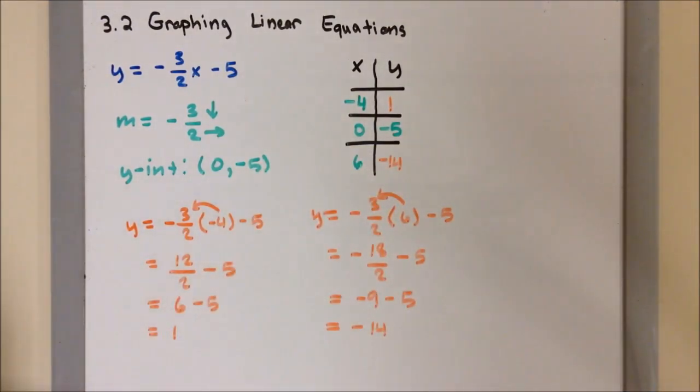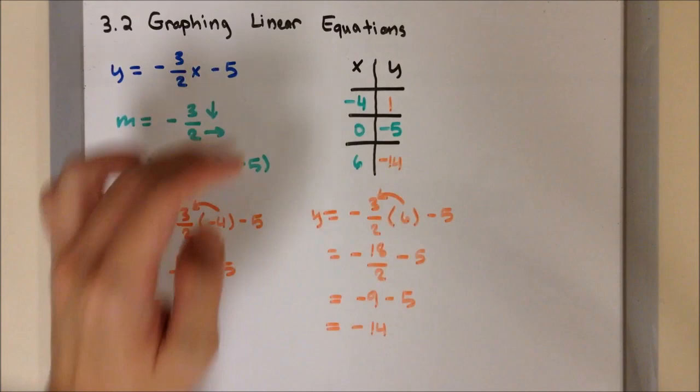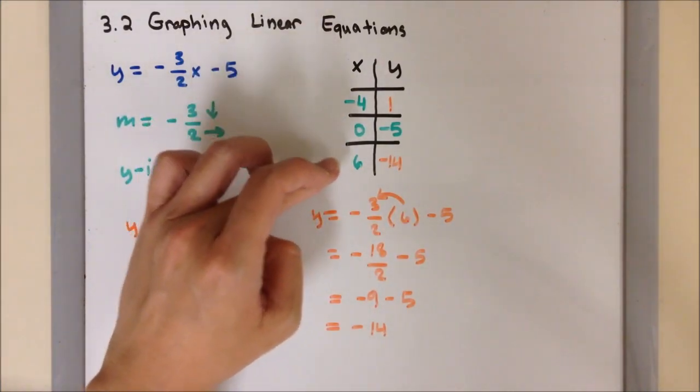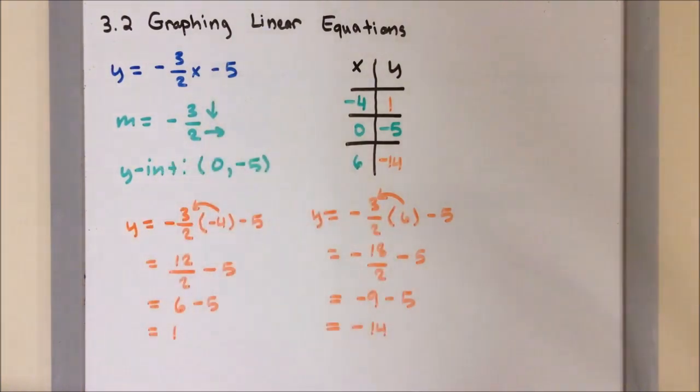So once you get those three points, which are our first one, (-4, 1), second one, (0, -5), and the last one, (6, -14), you want to plot those points on a graph, connect those dots, and get a well-graphed line. Now, again, when dealing with fractions, you can use any numbers that are divisible by 2. In this case, I picked -4 and 6 to show you how to work with any type of numbers that are divisible by 2 when working with a fraction.